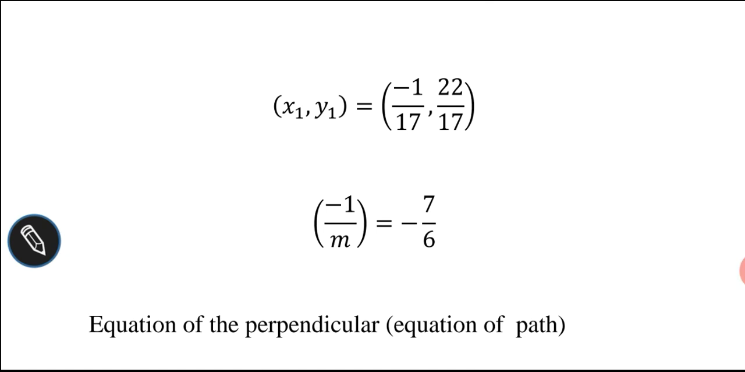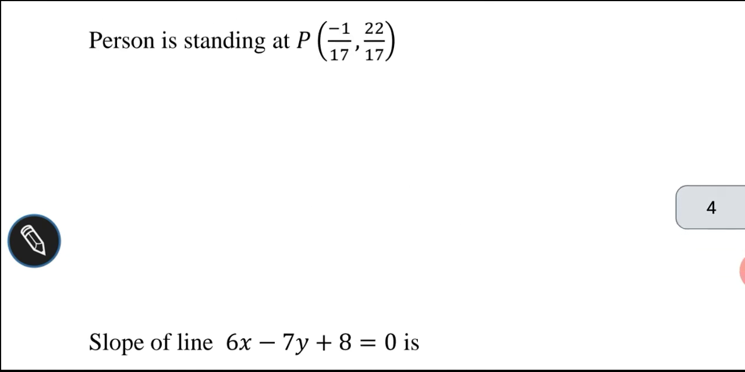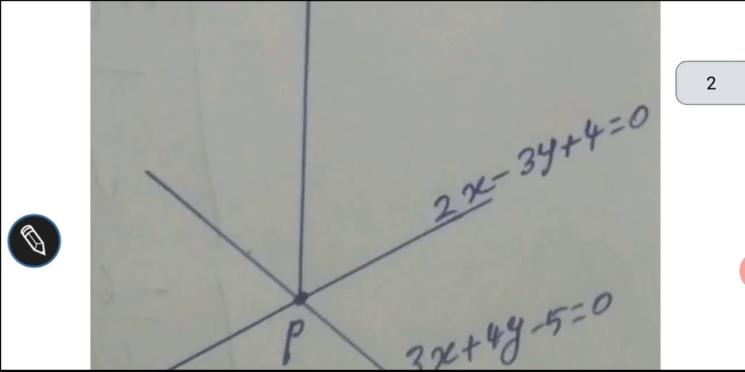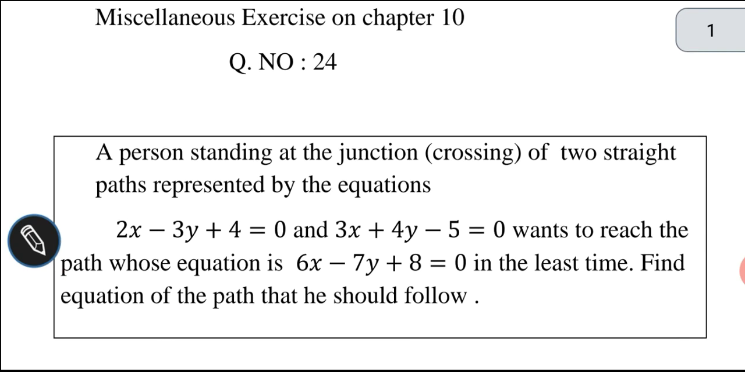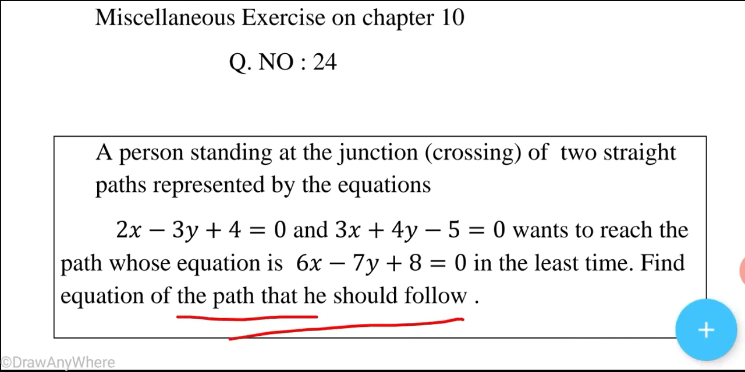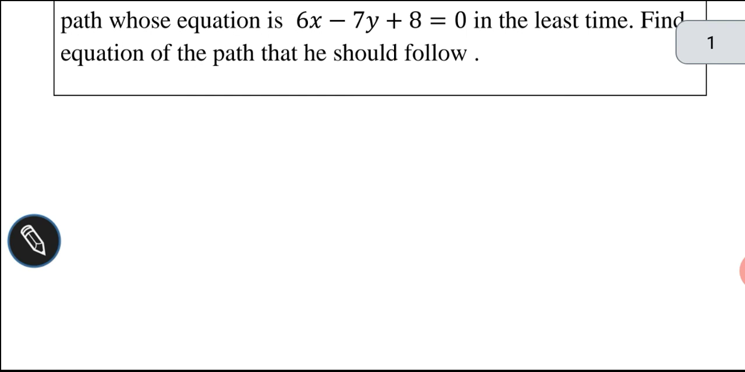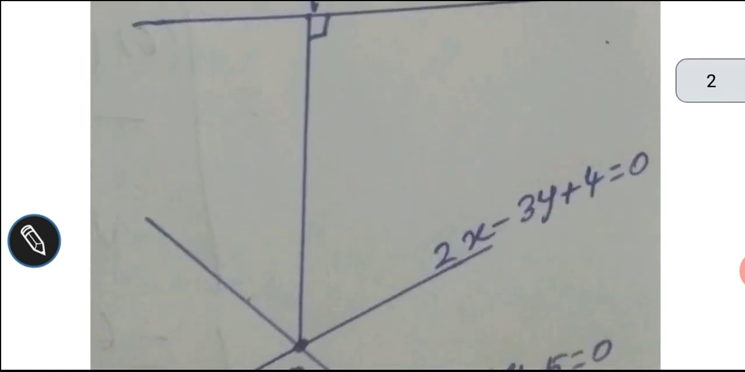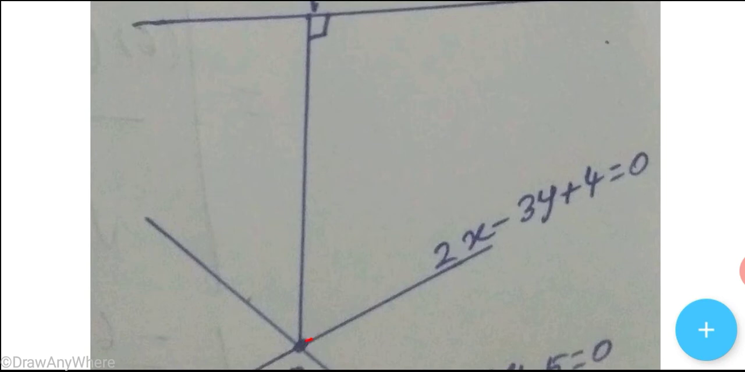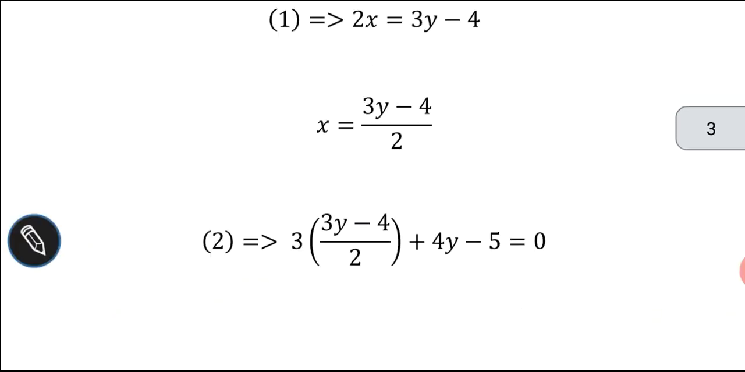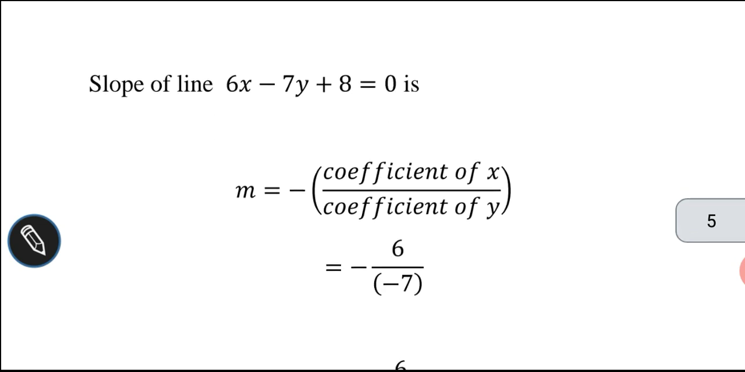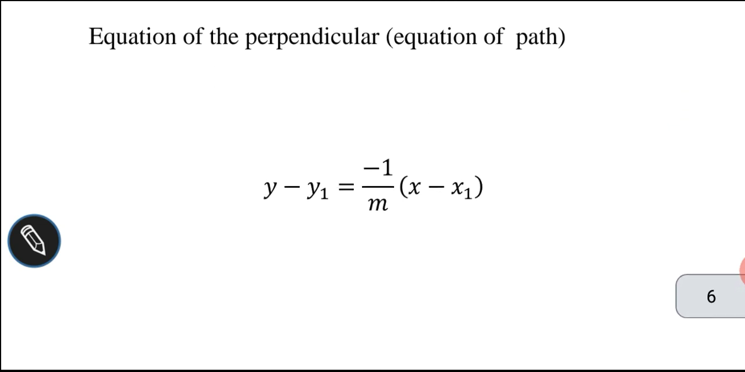Now the equation of the perpendicular, that is the equation of the path. We are asked to find the equation of the path that he should follow. This is the way the person has to travel to reach the given line. So we have to find the equation of the perpendicular, which is also called the equation of the path for the given situation.